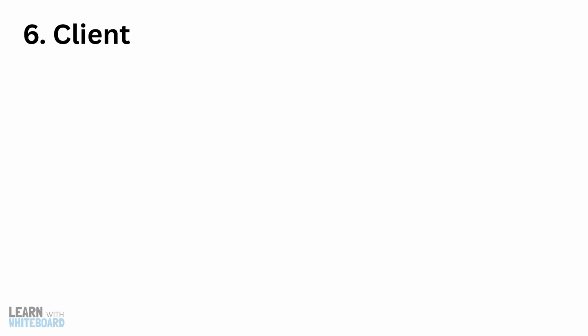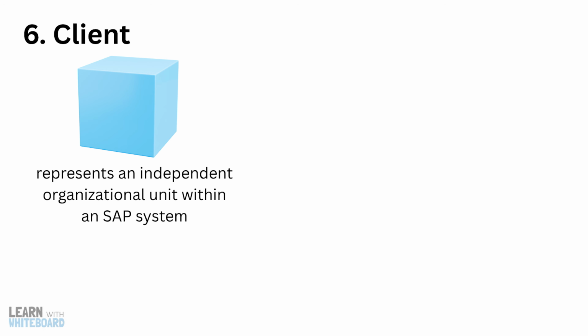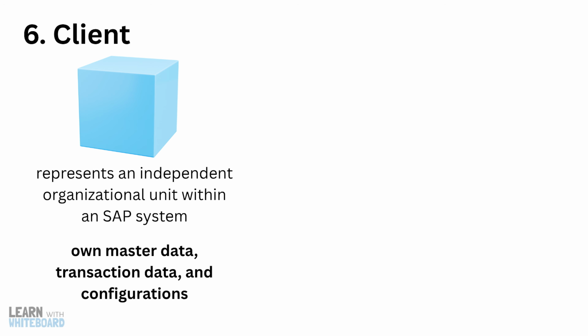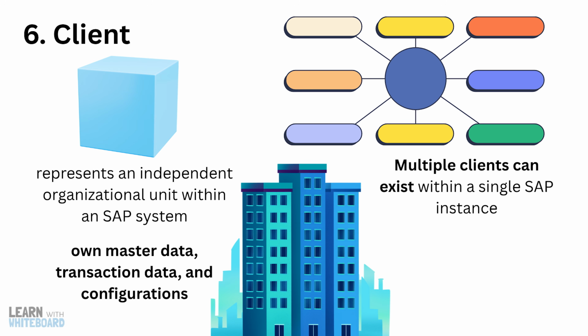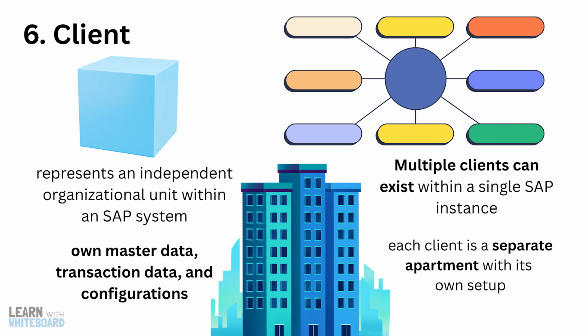Number 6. Client. A client in SAP represents an independent organizational unit within an SAP system. It's a self-contained environment with its own master data, transaction data, and configurations. Multiple clients can exist within a single SAP instance, often used to separate different companies within a group, or to have separate environments for development, testing, and production. To state simply, think of an SAP system as an apartment building. Each client is a separate apartment with its own setup.